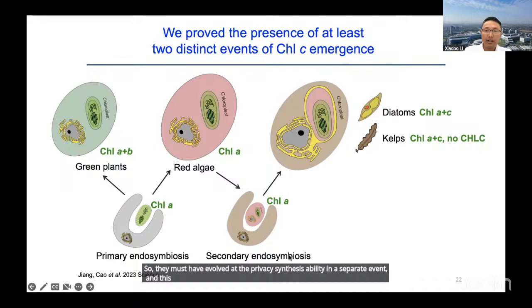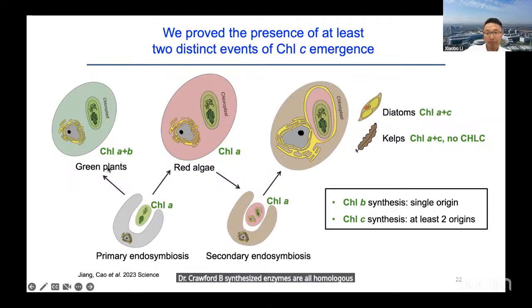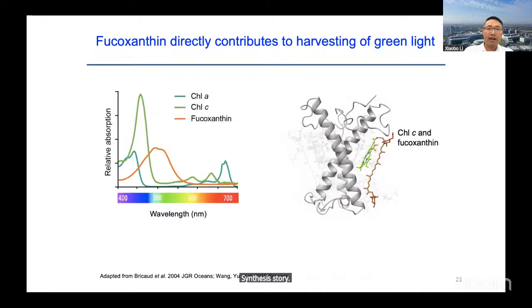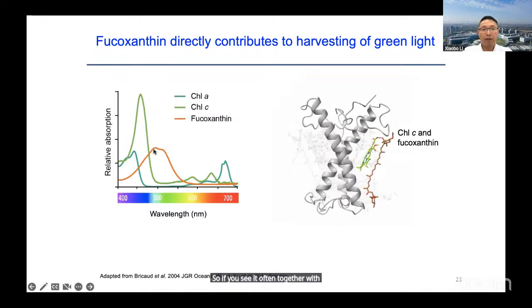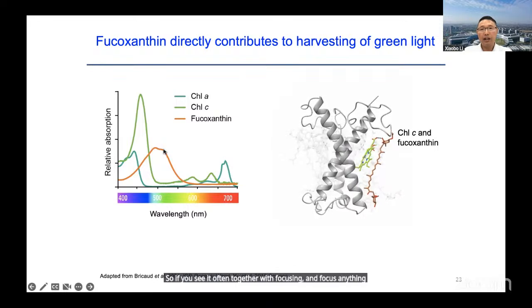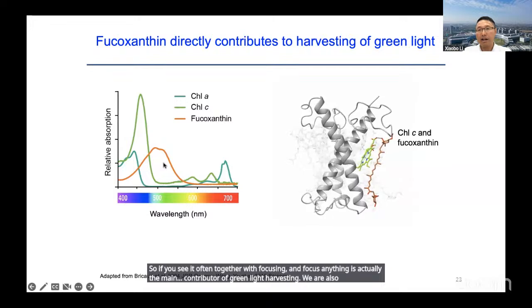And this is distinct from previous hypotheses. It is also distinct from chlorophyll B, because the chlorophyll B synthesis enzymes are all homologous to each other. This is our chlorophyll C synthesis story. And I mentioned to you that in diatoms, chlorophyll C is often together with fucoxanthin, and fucoxanthin is actually the main contributor of green light harvesting. We are also interested in its biosynthetic path.